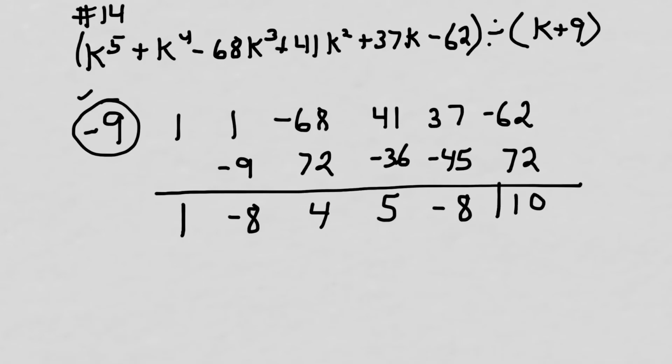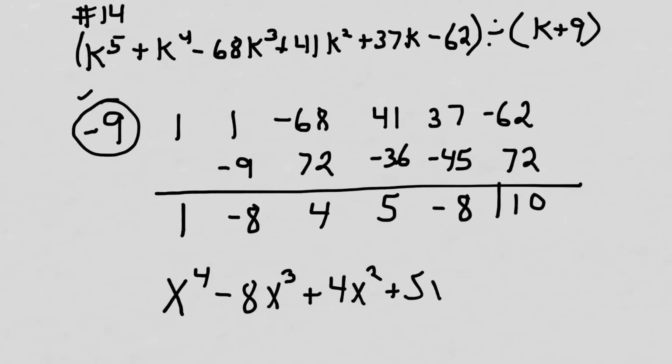All right, now we have to bring it down. All right, our answer is going to be x to the 4th minus 8x to the 3rd plus 4x squared plus 5x minus 8 with a remainder of 10.